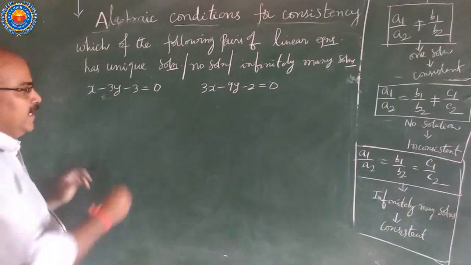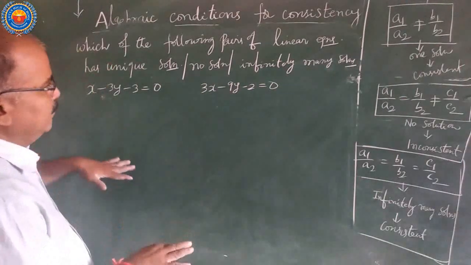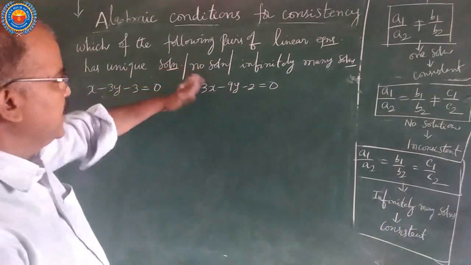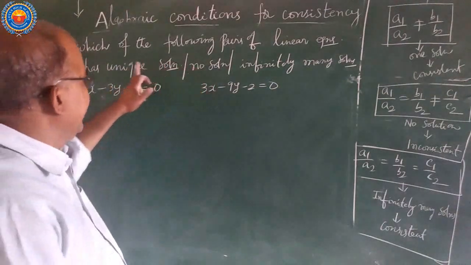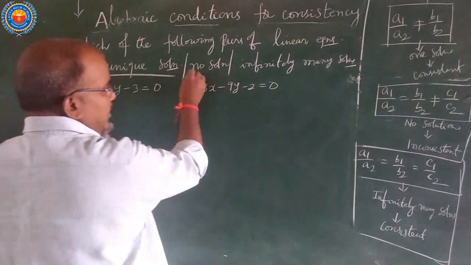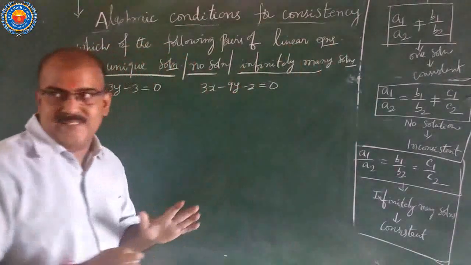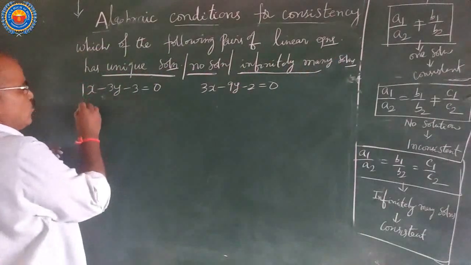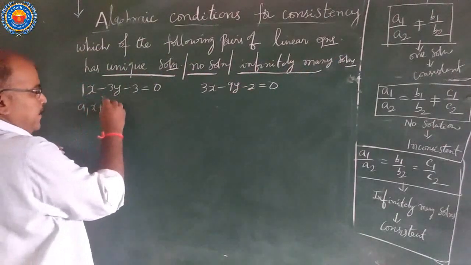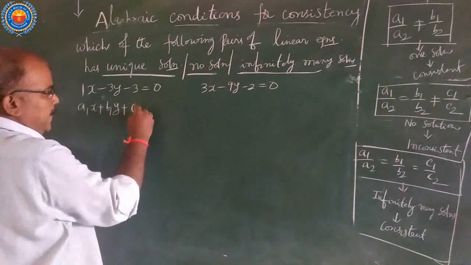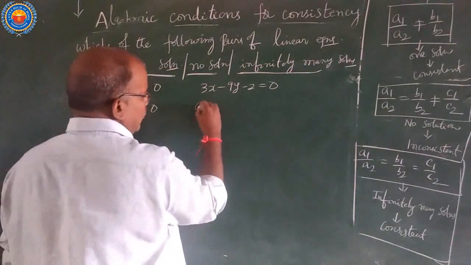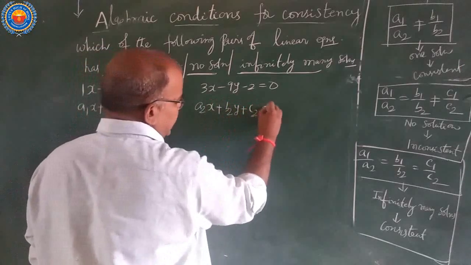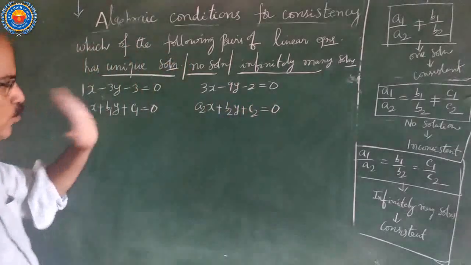So here the question was consistent or inconsistent. Otherwise the question is different: no solution, unique solution, or infinitely many solutions. This we have to find. So here this is one: a1x plus b1y plus c1 is equal to 0 and a2x plus b2y plus c2 is equal to 0.